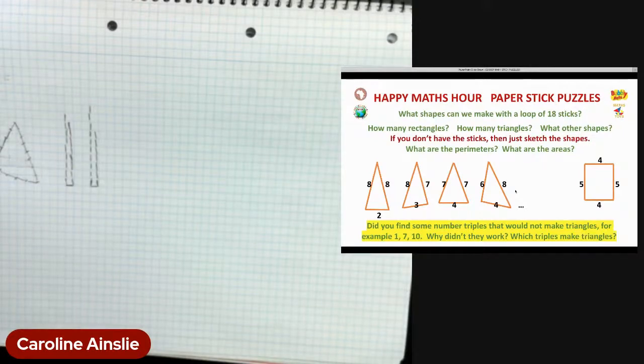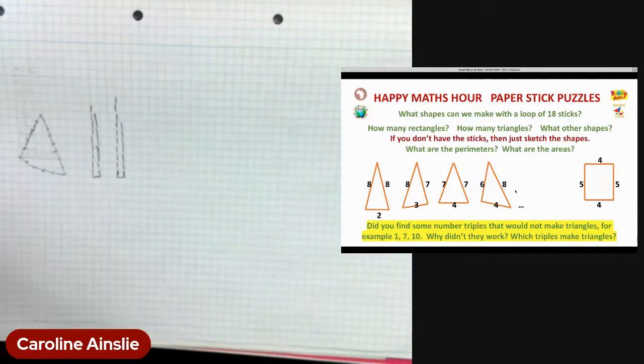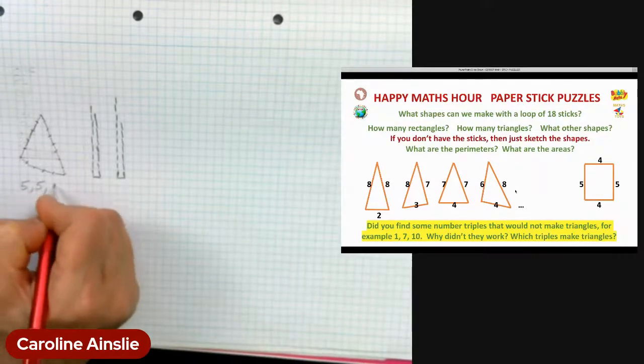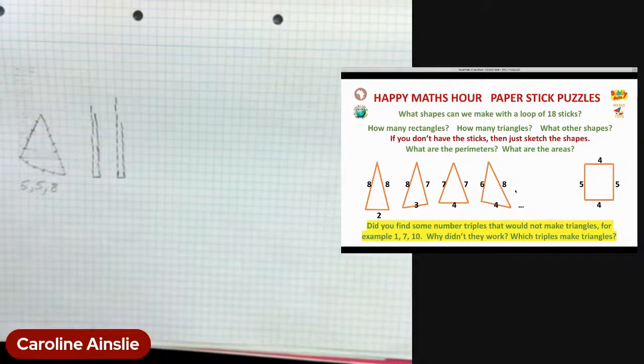So there's a question here: which triples of numbers? So you've got sets of 3 numbers that add up to 18. Which triples will make triangles? And this is something which we're going to show you. Well, I got my first one right. My first one worked. Well, you got them all right, Caroline.